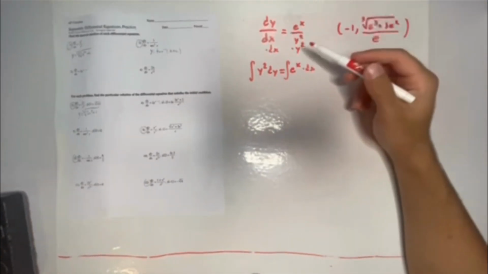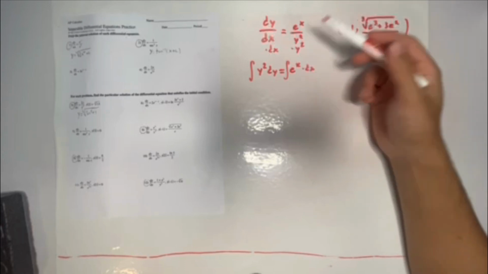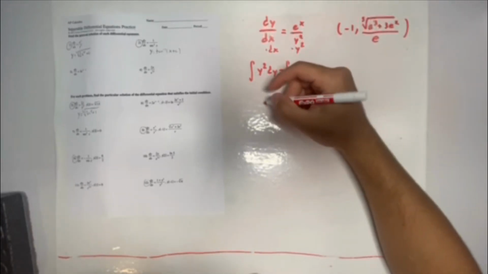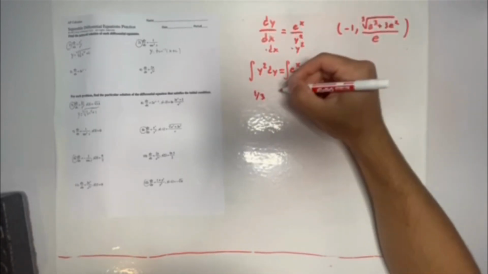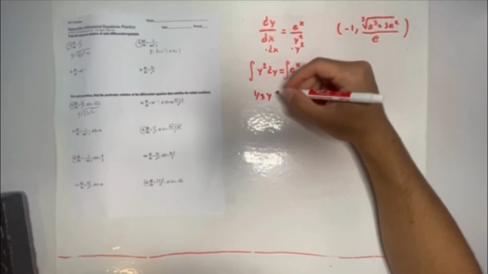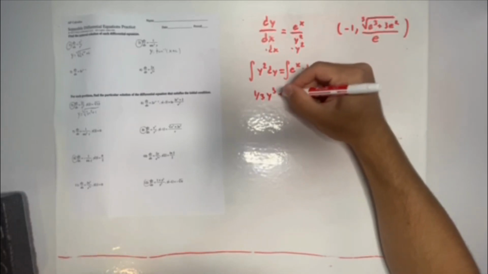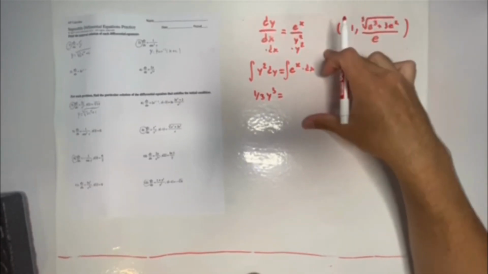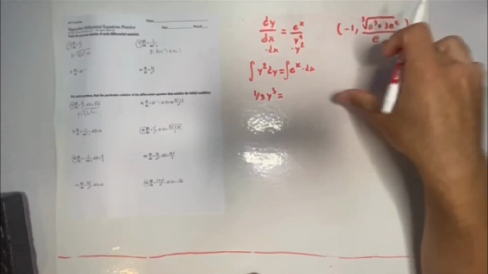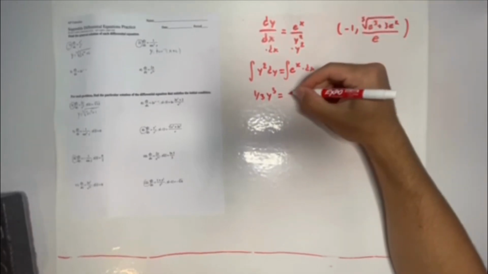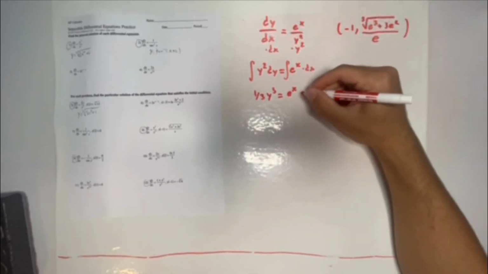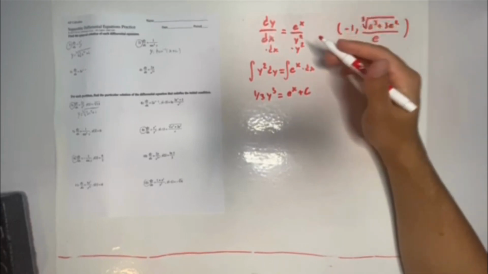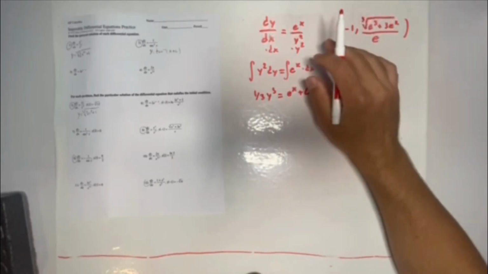And we've already done the integral of y squared before. I think it was the last problem. It was. And we know that is just going to be 1/3 y cubed equals, and just remember, whenever you're doing the derivative or integral of e to the x, it's always going to be e to the x. And then we'll just add a plus c there. And there we go. That's the integral of both sides.